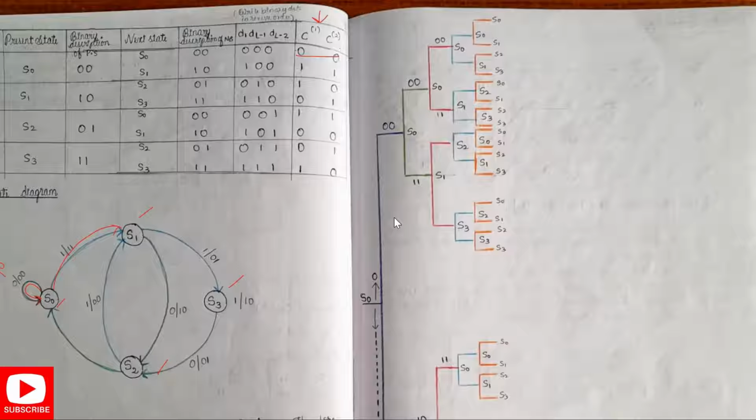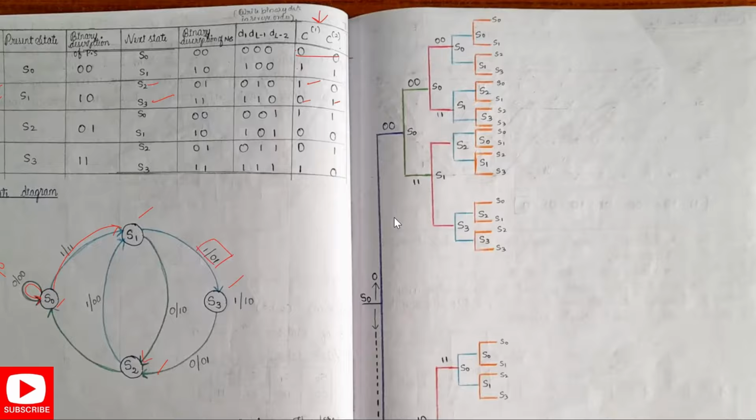In S1, where is 0 going? It is going to S2 as 1, 0. Similarly, where is 1 of S1 going to? It is going to S3 as 0, 1. So this is how you have to write.